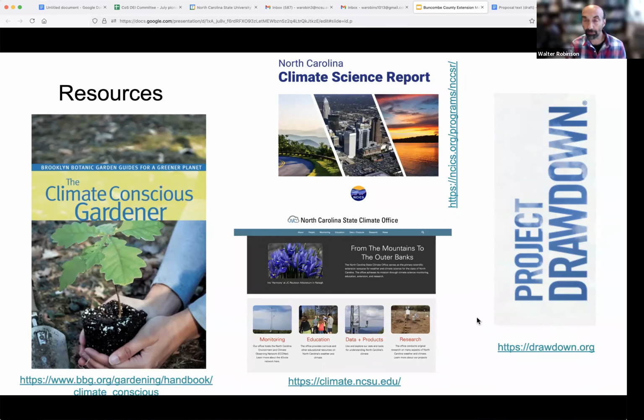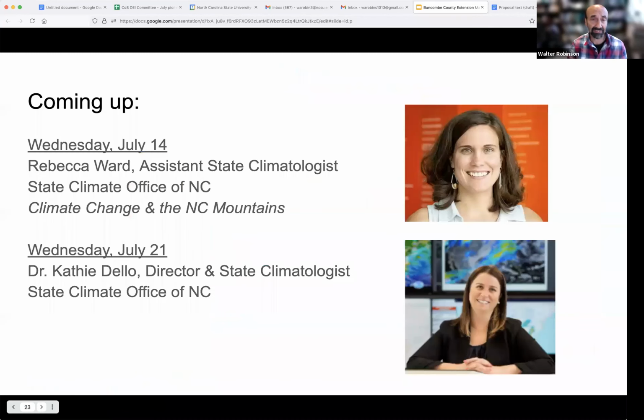There was a Project Drawdown book called Drawdown that came out several years ago, but they constantly update it for all the things we could do at all different sectors of human activity that will reduce the growth of greenhouse gases in the atmosphere and actually draw carbon dioxide out of the atmosphere.